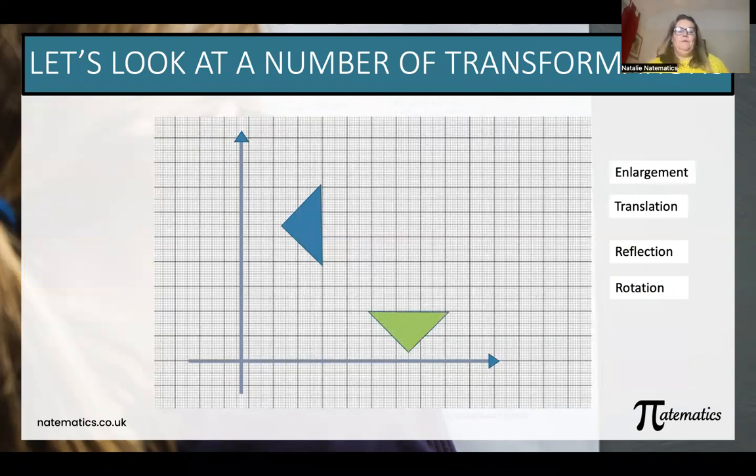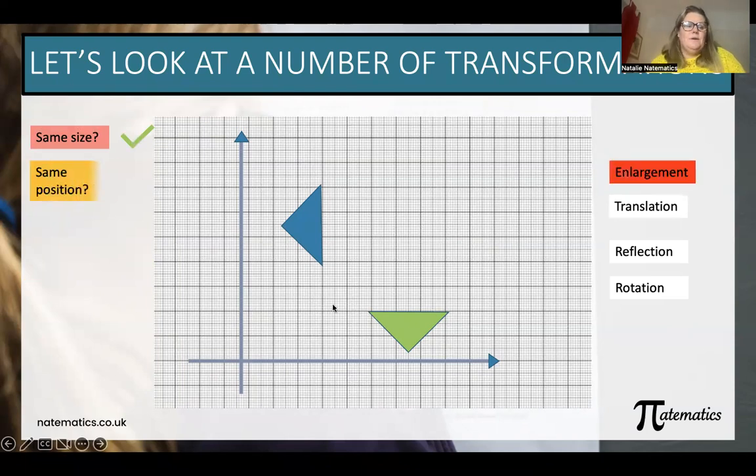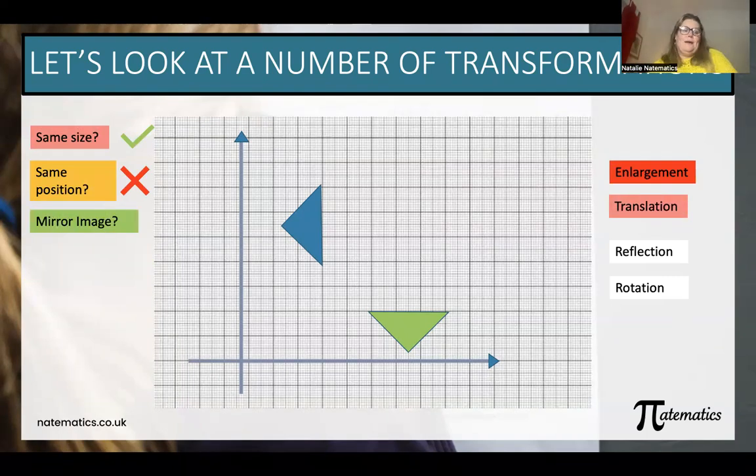All right then, what about this one? Again, we're looking from the blue to the green. Let's go through the same questions. Is it the same size? Yes, you can see along there, that's 3 and that's 3, so it's not enlarged. Is it in the same position? Looking at them, do they look the same? No, one's turned. We haven't just physically moved it; there's been some sort of change. Now, is this a mirror image?